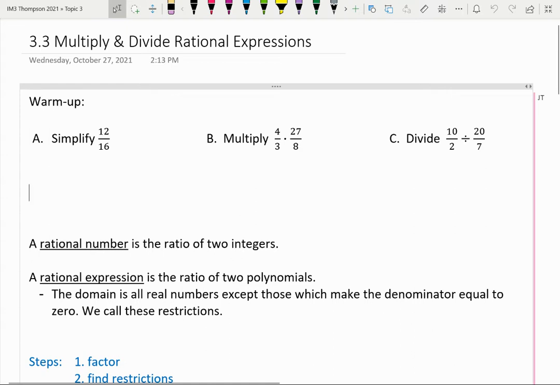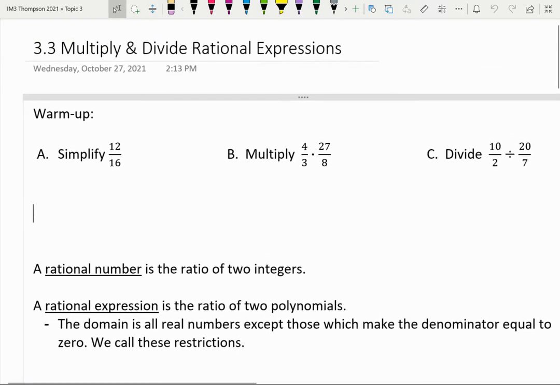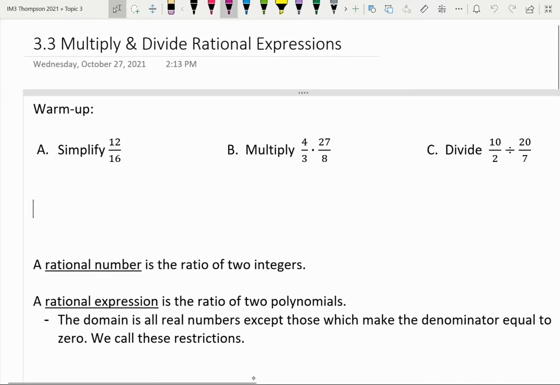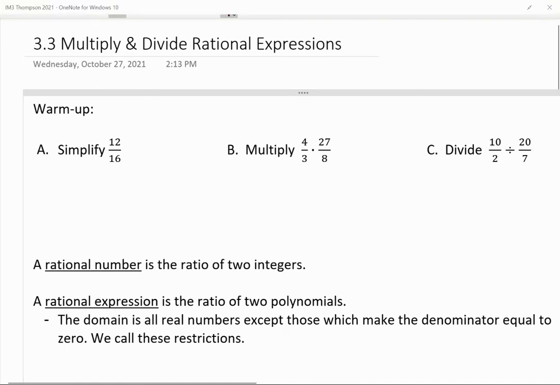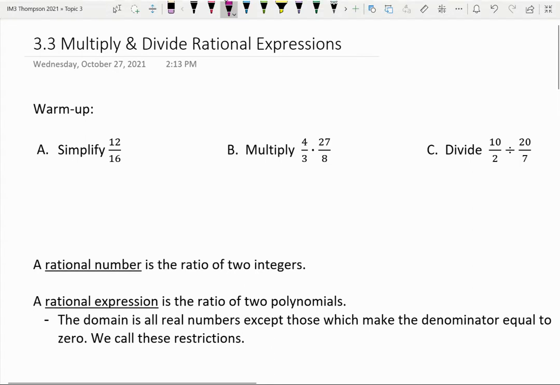So I know that you can hopefully simplify 12 over 16 on your own. I'm going to break this down into tiny little pieces just because I'm trying to demonstrate what we're going to do next. If I were to do the prime factorization of 12, like a factor tree for 12, I would find that the prime factors are 2 times 2 times 3. If I were to do the prime factorization for 16, I would find 2 times 2 times 2 times 2.